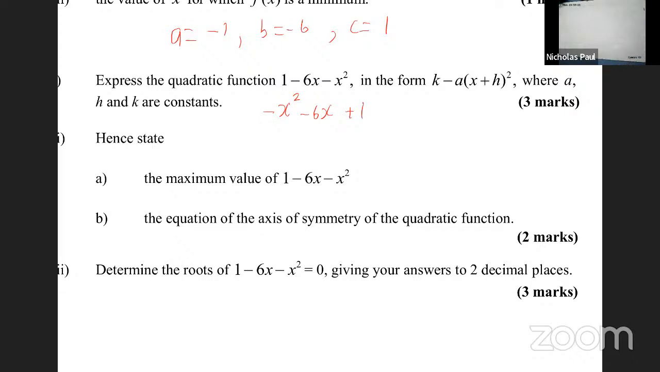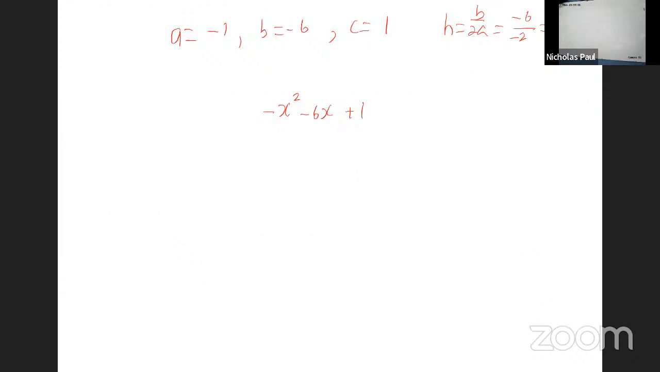All right, let's just see what you have now. H is equal to B over 2A. So that's minus 6 over minus 2. So I got 3. And K is equal to what? C minus AH squared. C is 1, A is minus 1, H is 3 squared. Minus and a minus a plus here by 9. So I got 10. Anybody got that from K?